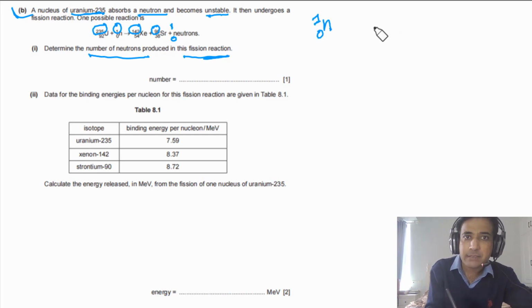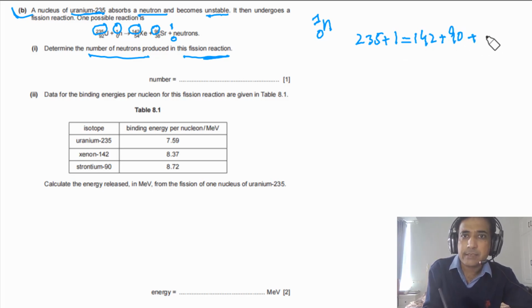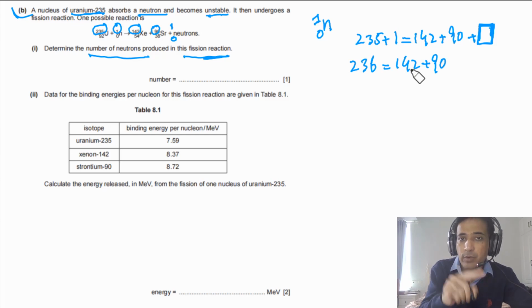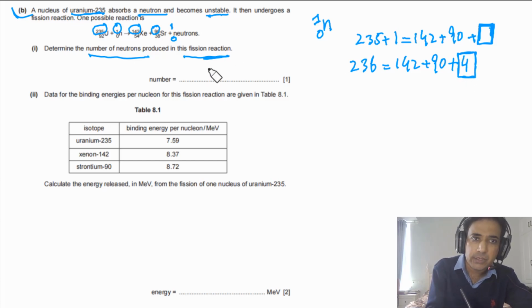Now if we consider mass number, on the left side we have 235 plus 1. This has to be equal to 142 plus 90 plus something, which represents the number of neutrons. Here we have 236, and 142 plus 90 gives 232, so this one has to be 4. So 4 neutrons are produced.